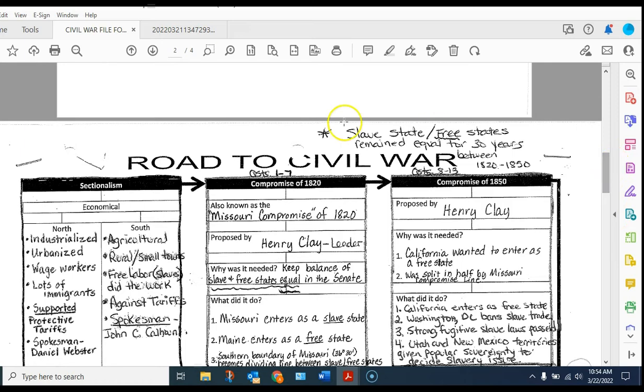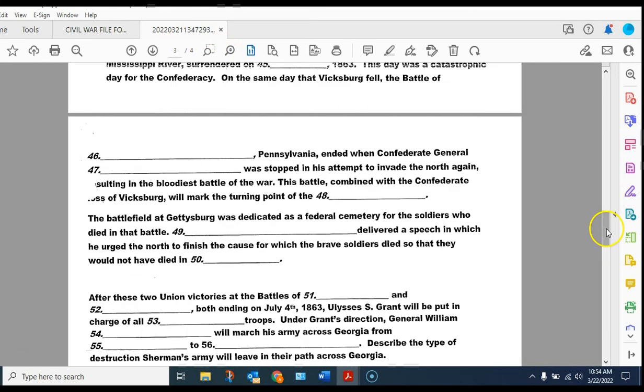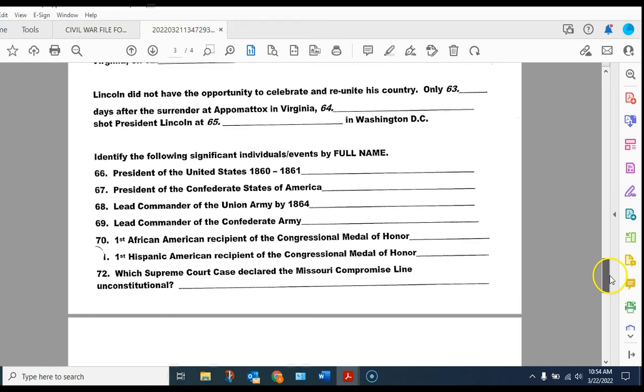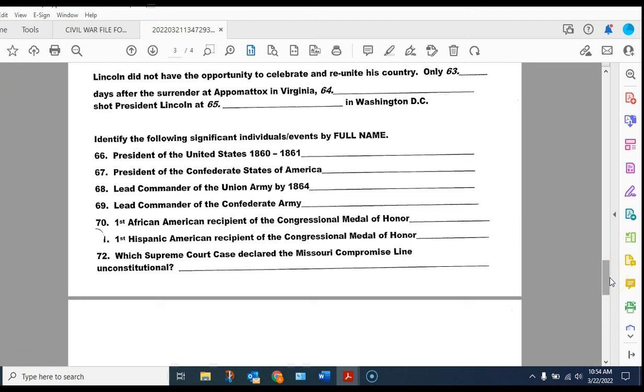So let's scroll on down and read the final little bit here. It says, identify the following significant individual events by full name. So question 66, President of the United States from 1860 to 1861. Question 67, President of the Confederate States of America. Question 68, lead commander of the Union Army by 1864. Question 69, lead commander of the Confederate Army.